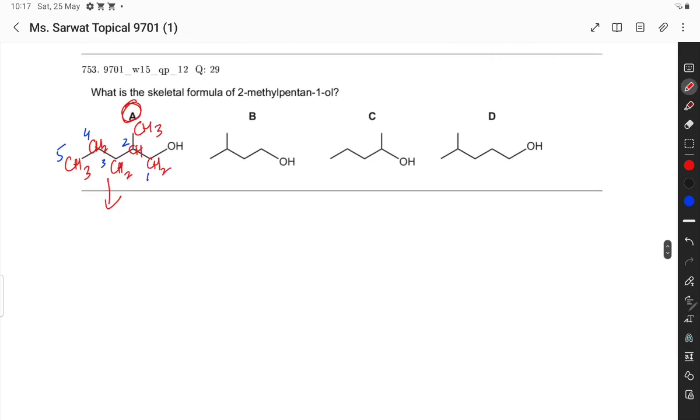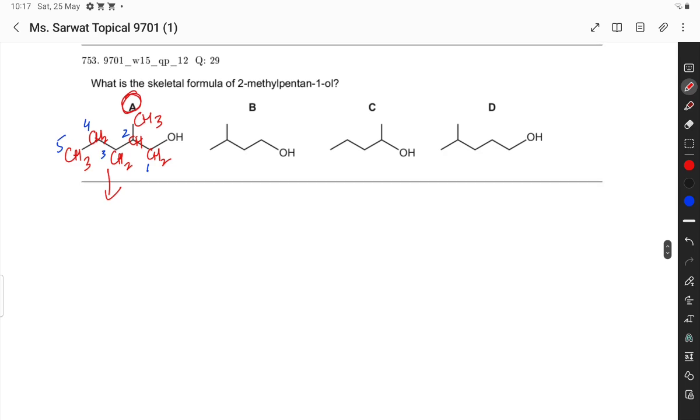So, what is the skeletal formula of 2-methylpentan-1-ol? Look here, this is pentane, 1, 2, 3, 4, 5, and at 1 is ol and at 2 is methyl, CH3. So this is OH at carbon number 1 and CH3 at carbon number 2. So this is the skeletal formula: 1, 2, 3, 4, 5, and here OH is attached to this first carbon atom and then CH3 is attached to the second carbon atom. So A is the best option.